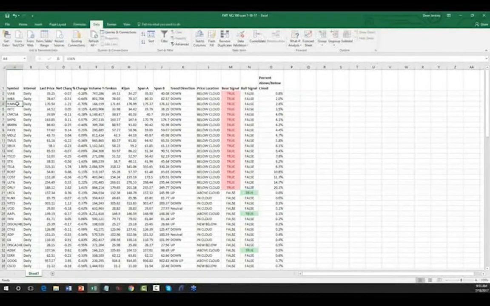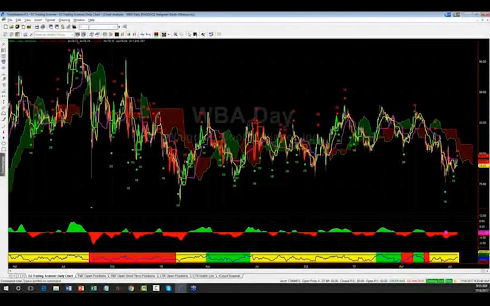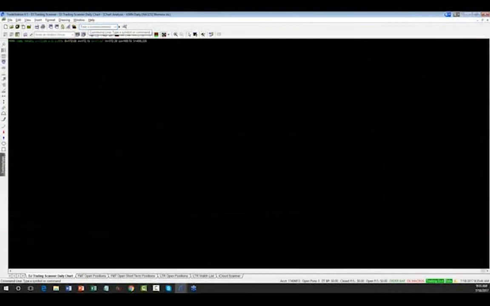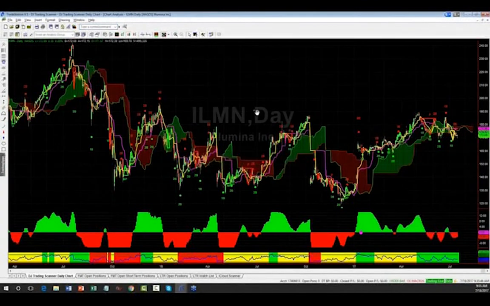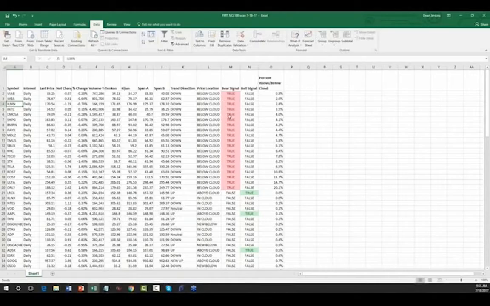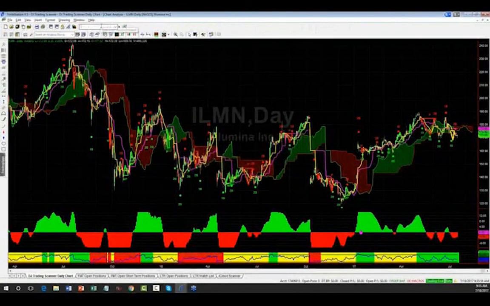ILMN. That too is pretty messy, and it already had a down move. It's correcting. Maybe the next move is coming, but it's a little too volatile and chaotic for me. Here's Intel, INTC.